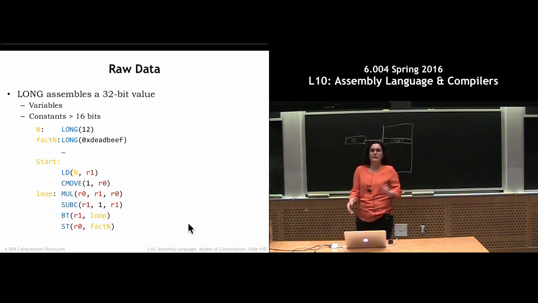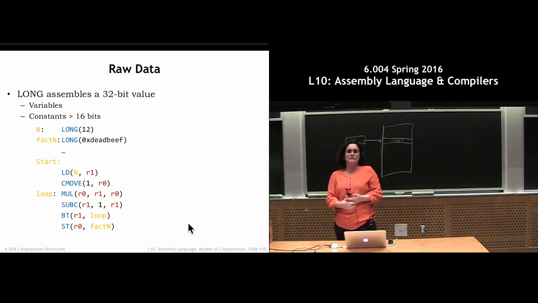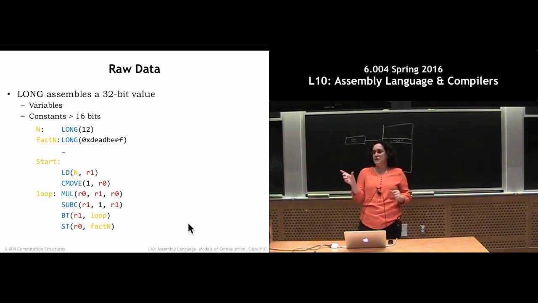Okay, so we've seen how we assemble instructions. Now let's think about how we deal with data. Data comes in 2 forms. It can either be in a variable, or it can be some kind of constant that we can't represent in our 16-bit constant, and so instead we have to store it in memory somewhere. Here we have an example of 2 situations. We've got n equal to 12 being used as a variable, and we have fact n, which is where the result of this piece of code is going to go, which is set to this thing over here.